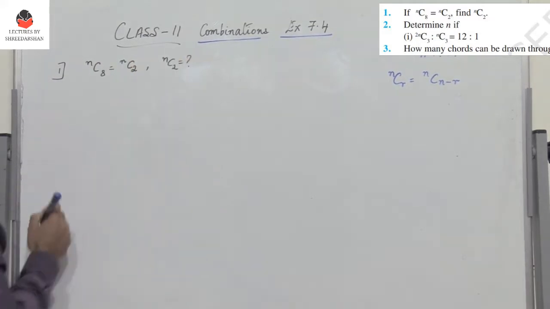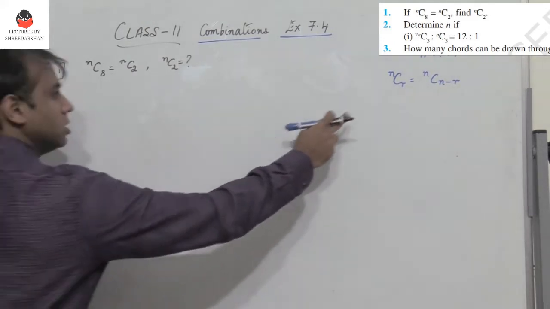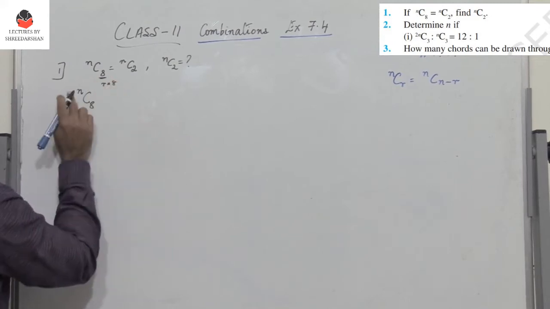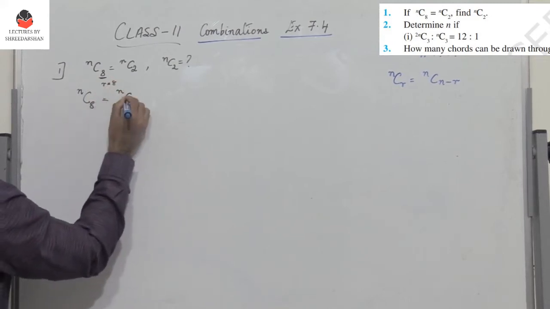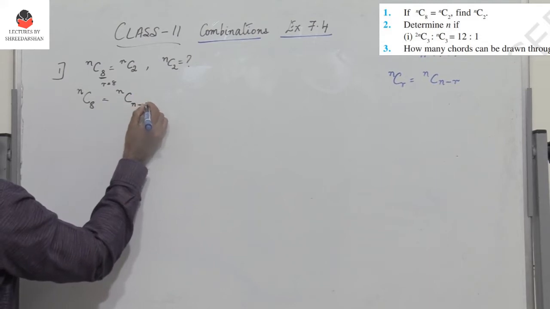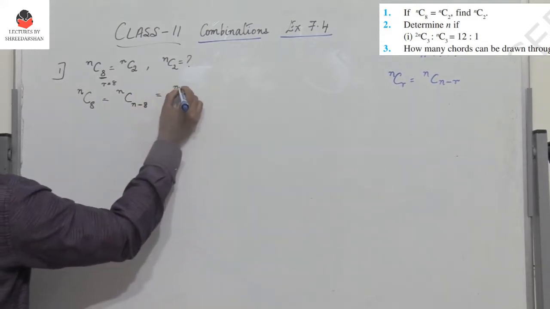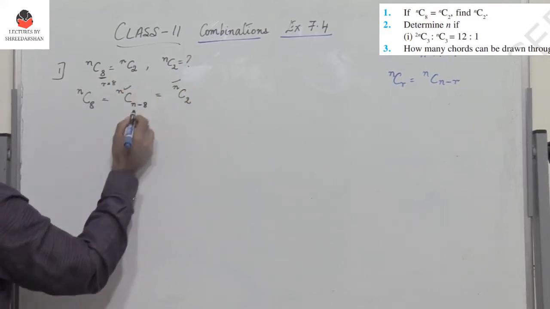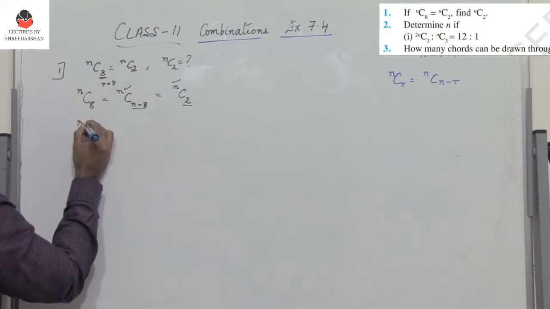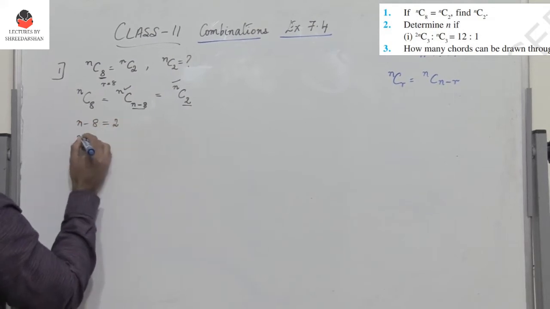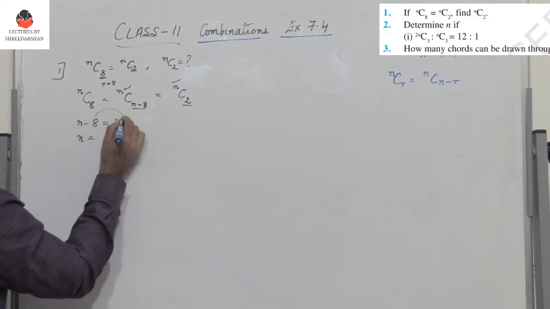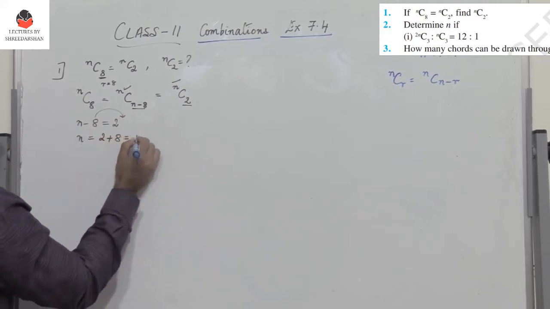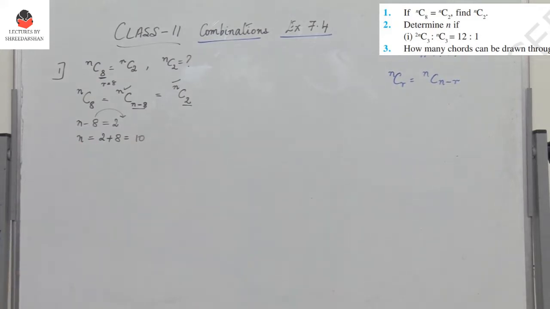So nC2 we have to find out. Let me use this expression for nCr. Here in this case r equals 8. So nC8 equals nC(n minus 8), which is also equal to nC2, which is given. So n minus 8 is equal to 2. And what is n? Take 8 to the other side, so it becomes plus 8. So 2 plus 8 equals 10.